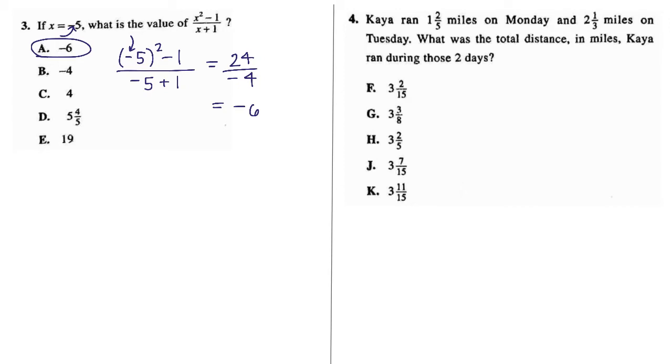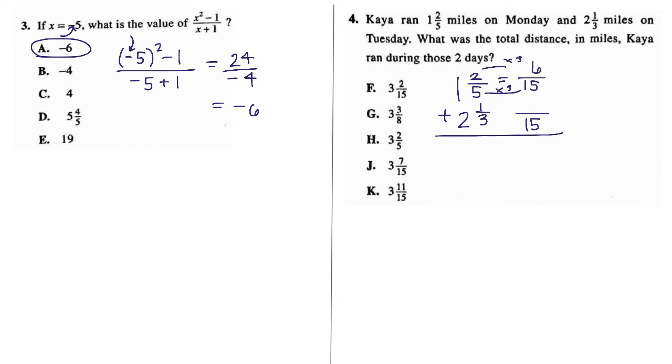Here we have a person who ran 1 2/5 miles on Monday and 2 1/3 miles on Tuesday. What was the total distance in miles? So this is adding our fractions. So we have 1 2/5 plus 2 1/3. Now, you do have to get a common denominator here, so let's separate this and talk about our fractions. A common denominator for 5 and 3 would be 15. So we ask, what did I multiply 5 by to get 15? I multiplied by 3, so I have to multiply up here by 3.